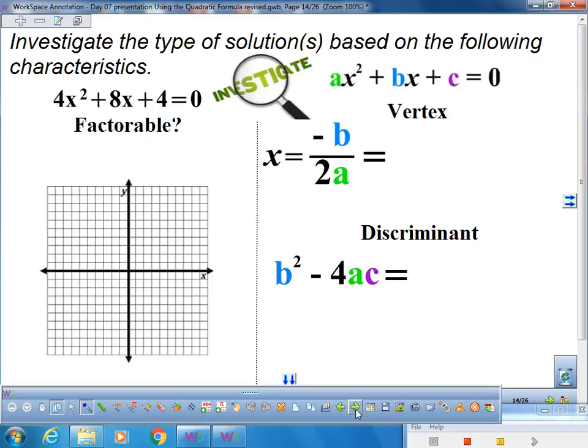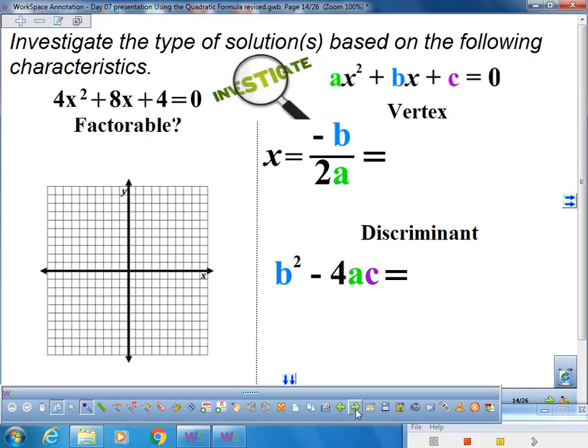Let's work with it. So this is the worksheet that you're going to get. You're going to get something like this. There's 2 different things that we can get. We can get the vertex and we can get the discriminant. So first of all, before I do anything, I need to ask myself, is that factorable?